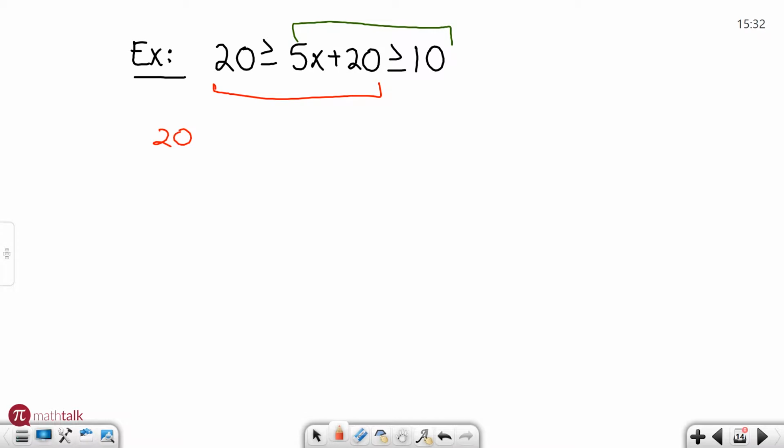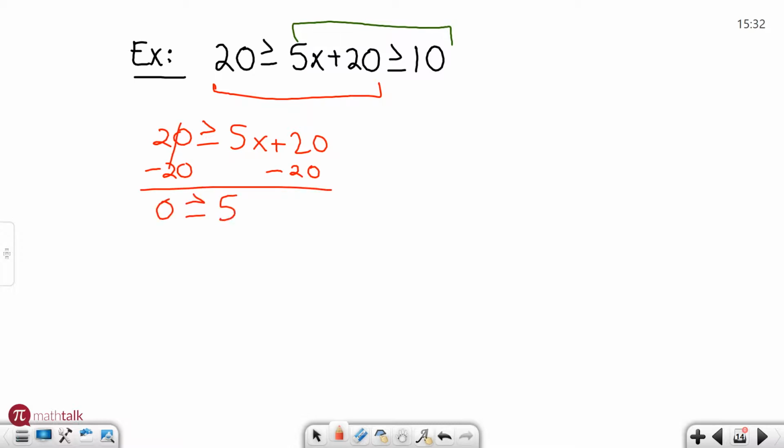I have 20 is greater than or equal to 5x plus 20. So let's solve this. I'm going to isolate my variable by subtracting 20 from both sides. That becomes 0 is greater than or equal to 5x. Then I want to just divide by 5. And 0 divided by anything is 0, so that's nice and easy. 0 is greater than or equal to x. All right, so there's one example.